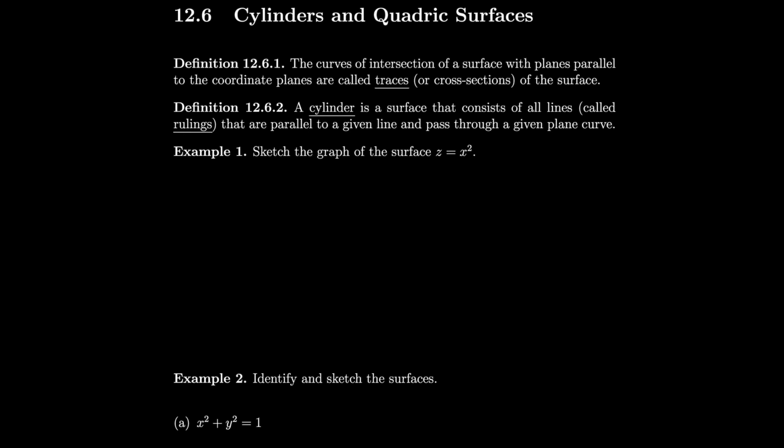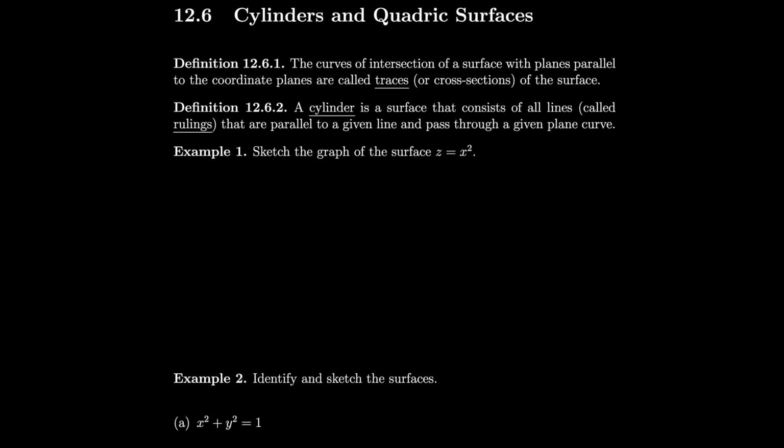Section 12.6, Cylinders and Quadric Surfaces. The curves of intersection of a surface with planes parallel to the coordinate planes are called traces, or cross-sections of the surface. A cylinder is a surface that consists of all lines, called rulings, that are parallel to a given line and pass through a given plane curve.